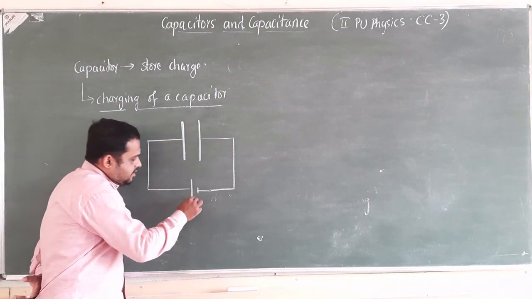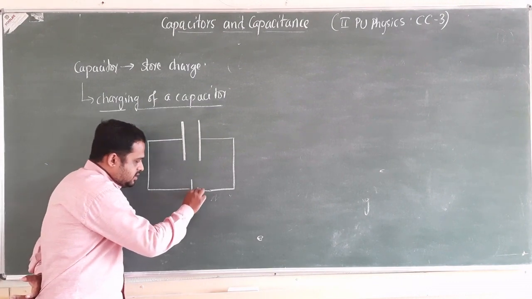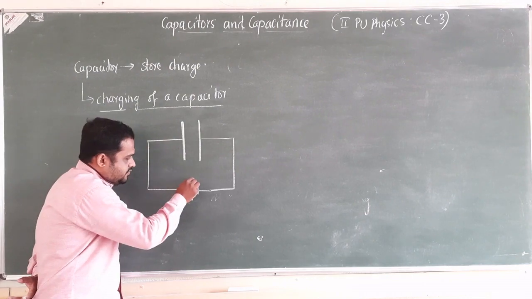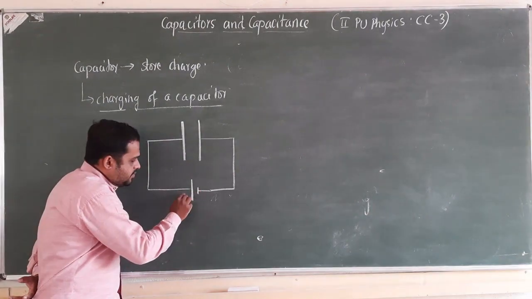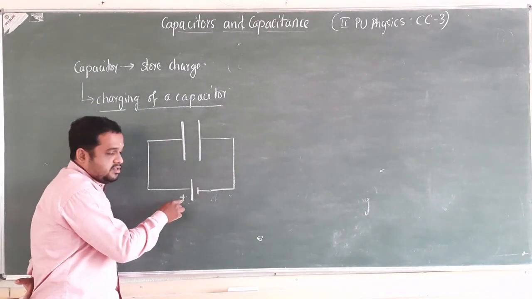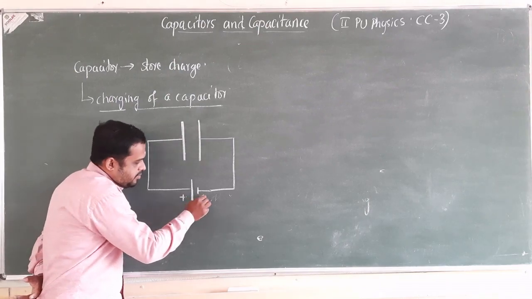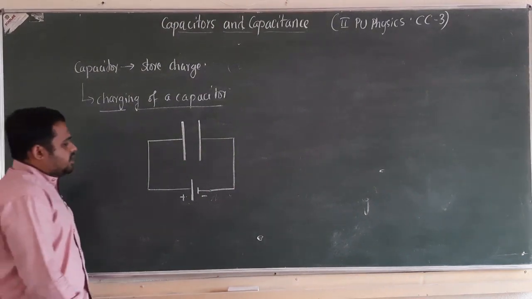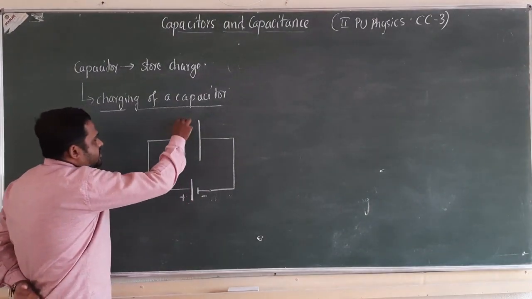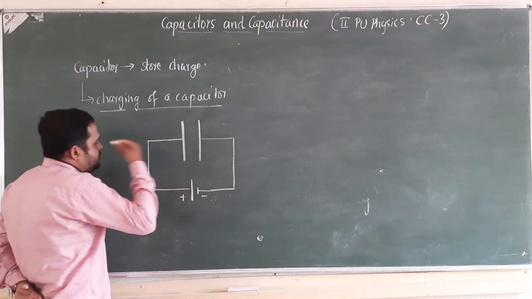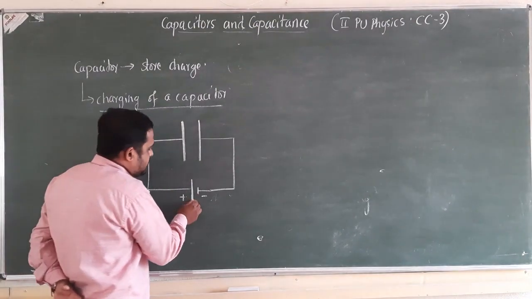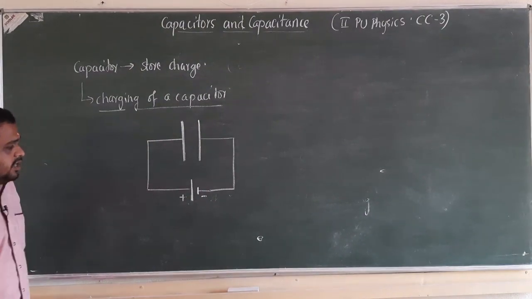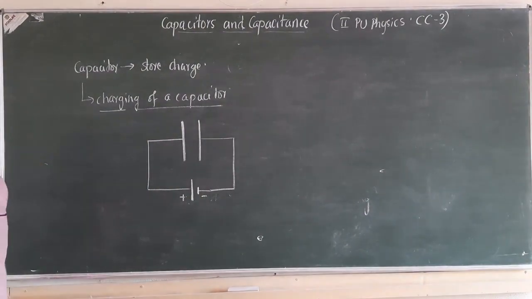Now, in case of a cell, there are two terminals. The circuit symbol of a battery or cell is this one. In case of a cell, the larger line represents the positive terminal. We call this the positive terminal of the battery, and the smaller line represents the negative terminal of the battery. Now, in this case, we connected the first plate, that is the left plate of the capacitor, to the positive terminal of the battery, and the right plate of the capacitor is connected to the negative terminal of the battery.